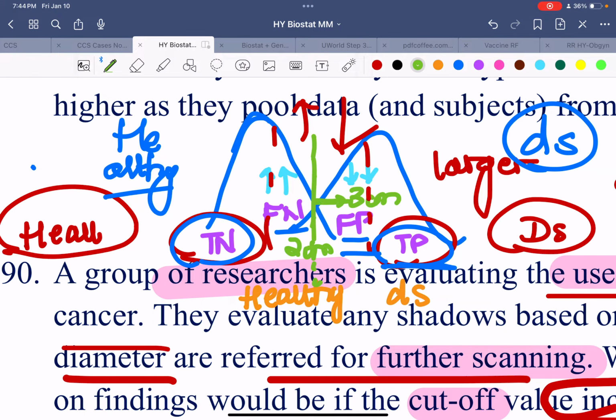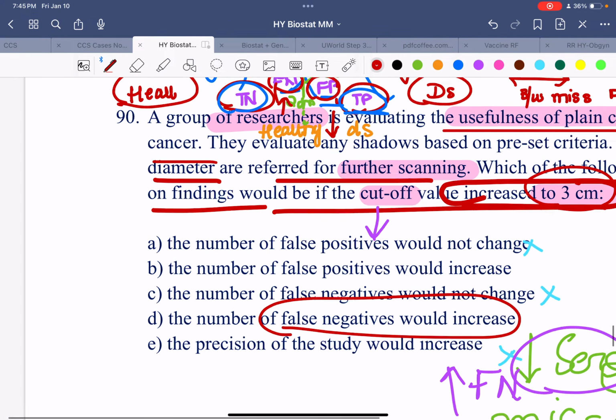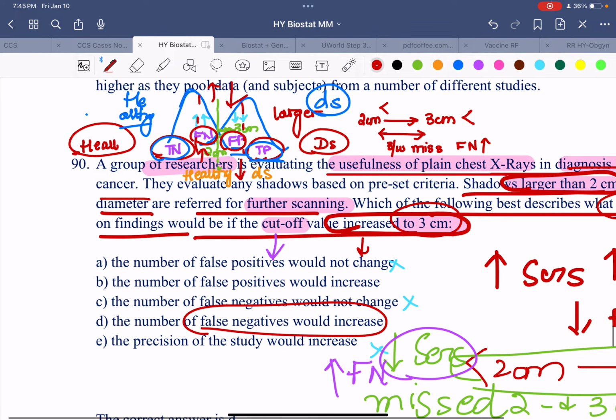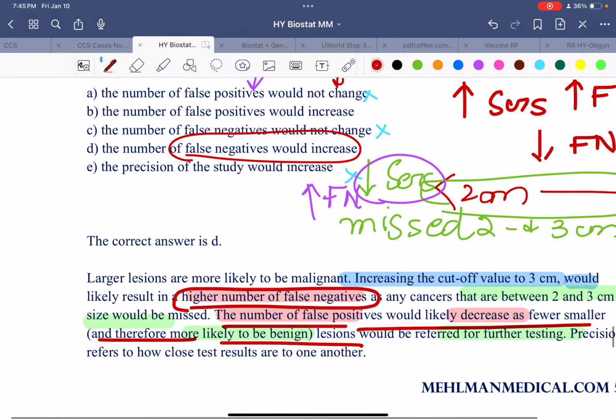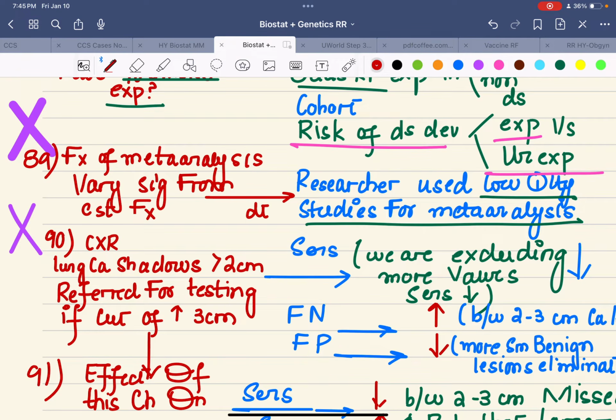If the 2 centimeter cutoff is pushed to the right, which value goes down? This value, false positives on the right, goes down, and this value, false negatives on the left, goes up. So false negatives would actually increase, whereas false positives would actually decrease. This can be calculated from the data as well as from drawing the graph. And you could even do it without the graph, just by using common sense: we are missing the people between 2 and 3 centimeter, so the sensitivity is going down, which means that the false negatives are going up. We also know that the false negative rate is proportional to 1 upon sensitivity, and the false positive rate is inversely proportional to the specificity, right?